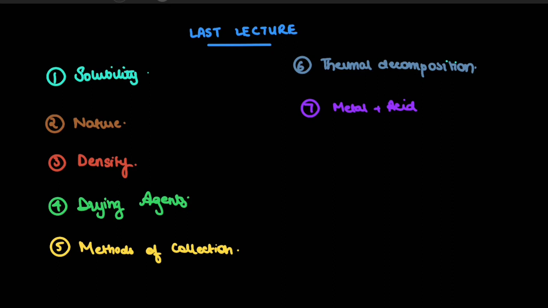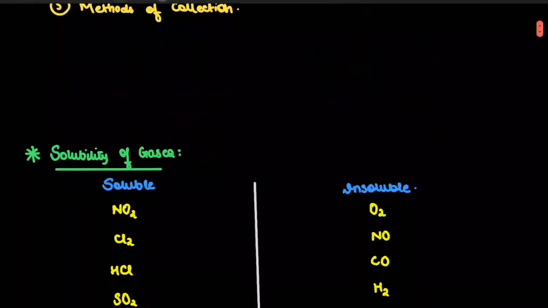Then I have to talk something about thermal decomposition and metal plus acid reaction, although we'll be doing them in the acids, bases, salts and metals chapter that is actually upcoming. But I'll actually talk about the collection of gases part here. So this whole lecture is based on collection of gases. First of all, let's move on to the first part, that is the solubility of gases.